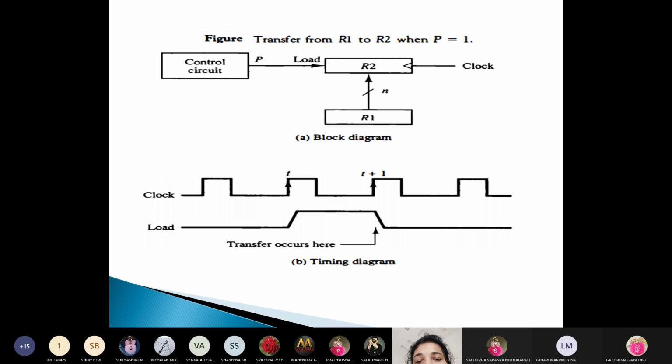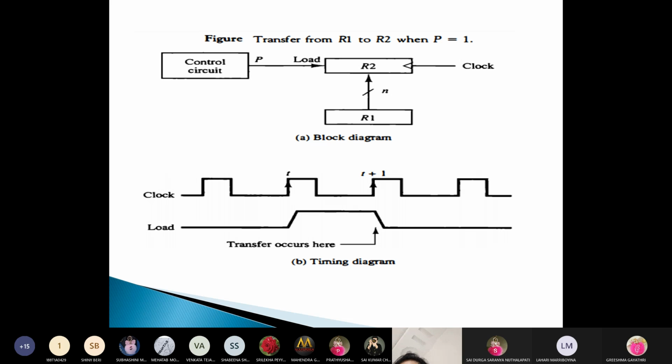So here we need to use a control. If P is equal to 1, the data in R1 is stored into R2. These are the outputs of the register R1, and these are the inputs of the register R2. So this is connected from R1 to R2. Okay, this is the clock, and this is the load.